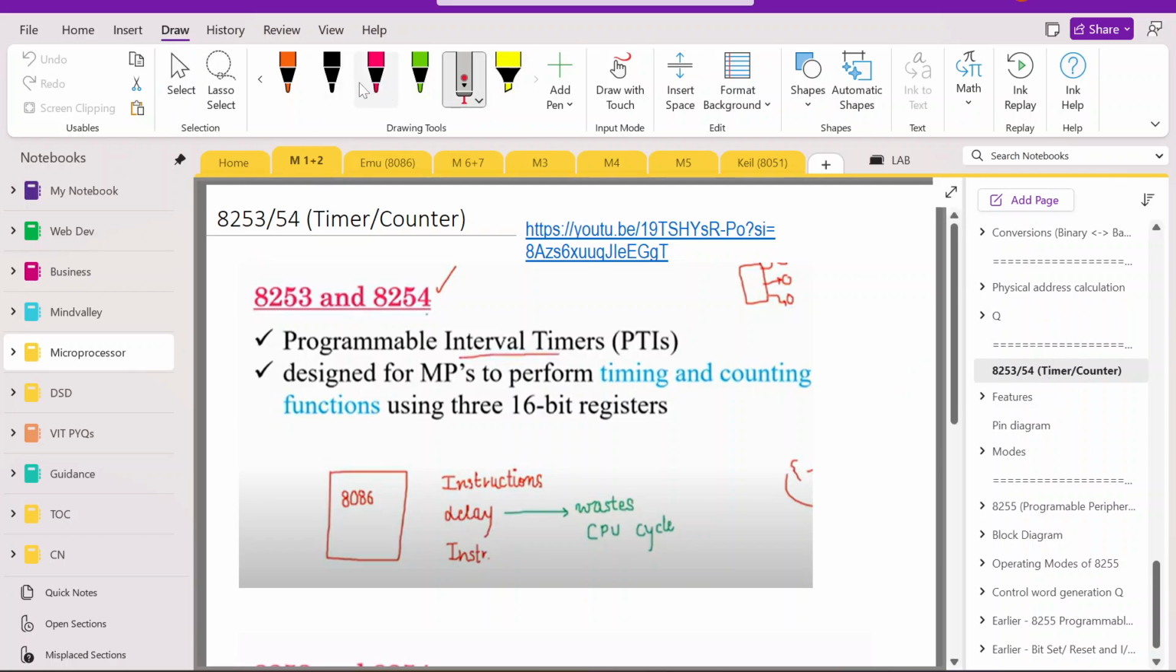So yeah, basically this is the same thing as I said. One is the advanced version of the other. So this can act as timer or counter. So basic, let me give you a feel.